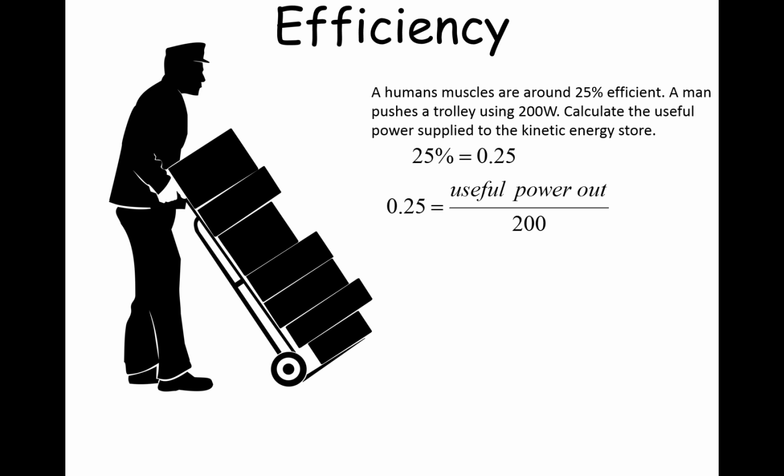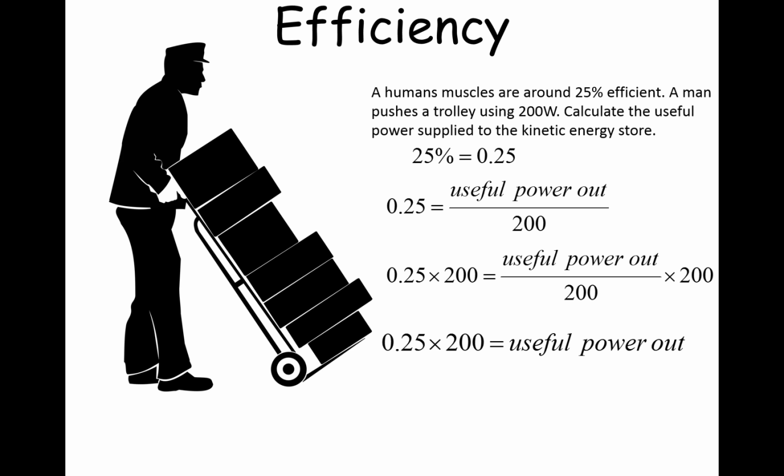So we now have that 0.25 equals useful power out divided by 200. We're going to do our inverse operations here. Since we've got divided by 200, we're going to multiply by 200 on both sides of the equation. That will get rid of the 200 on the right hand side, leaving us with 0.25 times 200 equals useful power out. So the useful power out is 50 watts. That means every second the man is adding 50 joules of energy into the kinetic energy store.